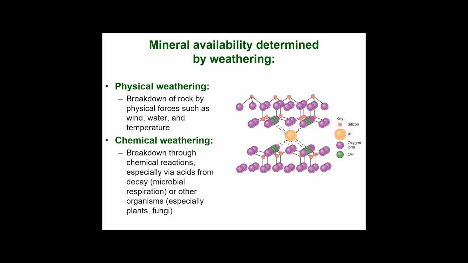Chemical reactions also can release mineral nutrients from where they might be unavailable in the rock. Especially, this is the case when we think about the acids that are released through the decay process. So microbial respiration, plants, fungi, through their cellular respiration process are releasing carbon dioxide. Carbon dioxide can form carbonic acid, which aids in the chemical weathering process.